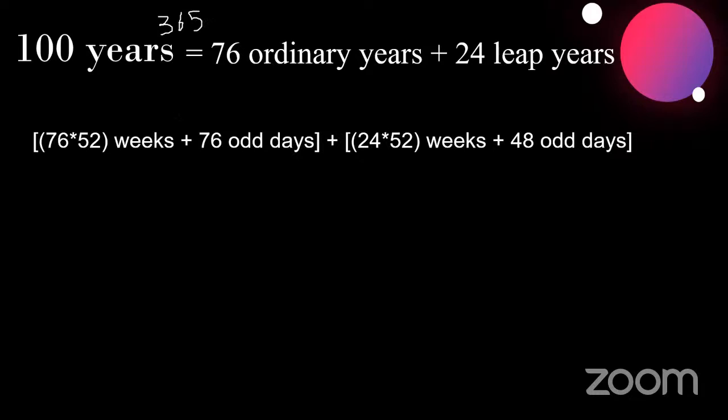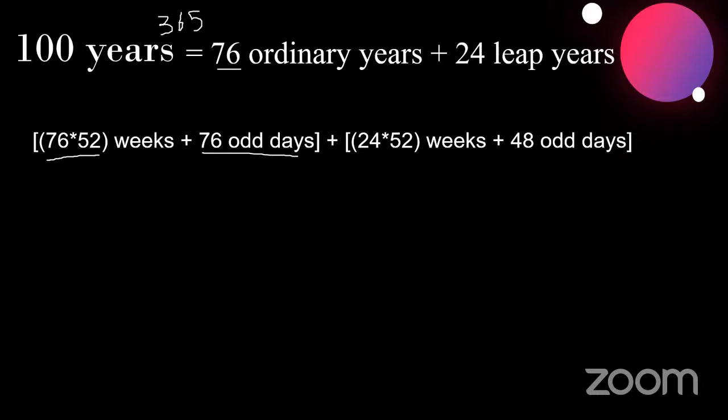So that 1 odd day, we calculate for 76 ordinary years. So 76 odd days will come, yes, that is what 76 odd days. We are calculating for 76 years how many weeks there are, that is 76 into 52 weeks. In a year we have 52 weeks, for 76 years that is into 52 weeks.